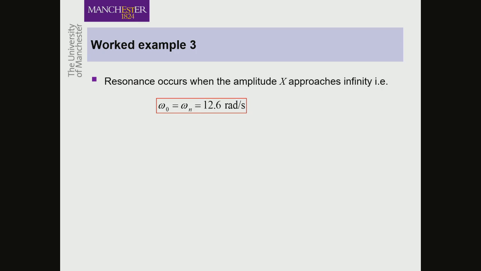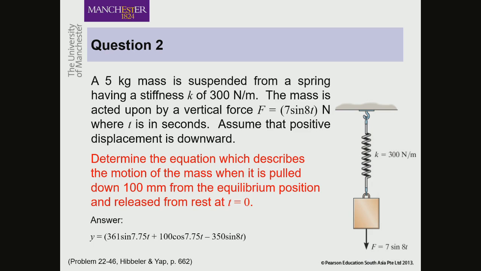Right, and the other part of the question was, for getting resonance, how would we get resonance? Again, we know that resonance occurs when the amplitude approaches infinity. That happens if omega zero is equal to omega n, right? Simple as that. So if somehow the forcing frequency is equal to 12.6, then you will get resonance. I think this is quite an important example as well. Simple, but it explains quite significant concepts.